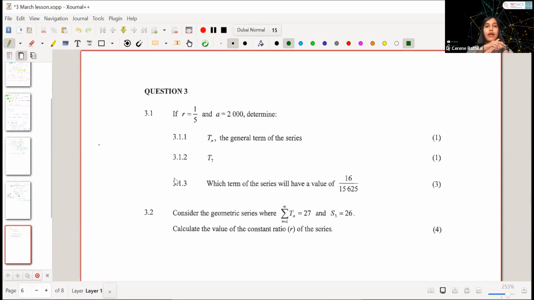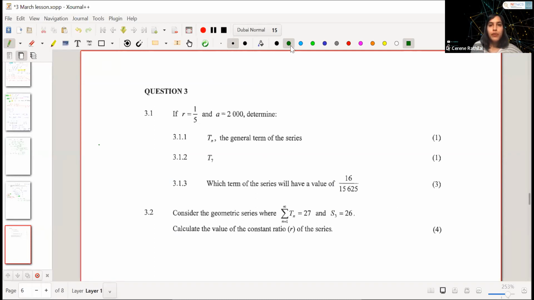All right, so here we now have a question. It says that R is 1/5 and A is 2000. So we already know in our mind when we learned the theory that R represents what? It represents a common ratio, isn't that so? And A represents the first term.